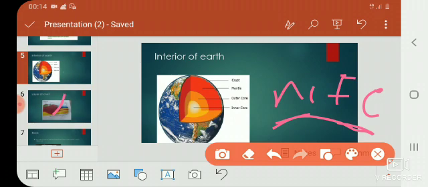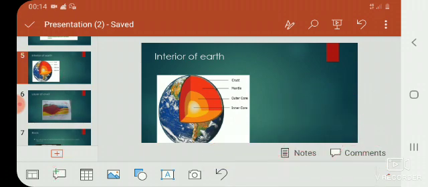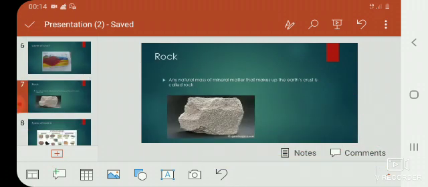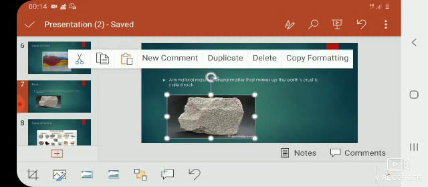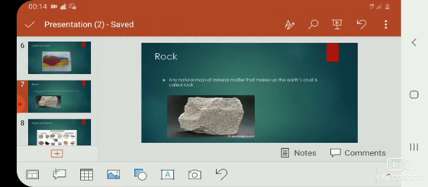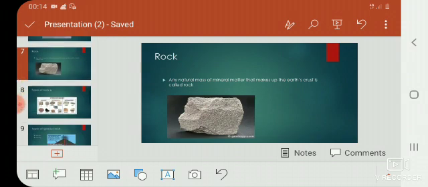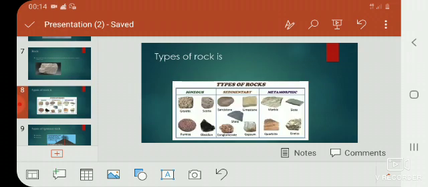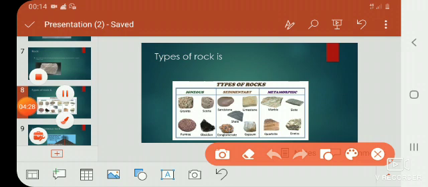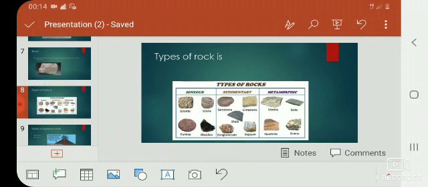Next, let us come to the rock. Any natural mass of mineral matter that makes up the earth's crust is called rock. Everyone would have known what rock is. Does anyone know how rock has been formed? No, right? So let us explore now. There are types of rocks, that is igneous rock, sedimentary rock, and metamorphic rock. Actually, how are these rocks made?